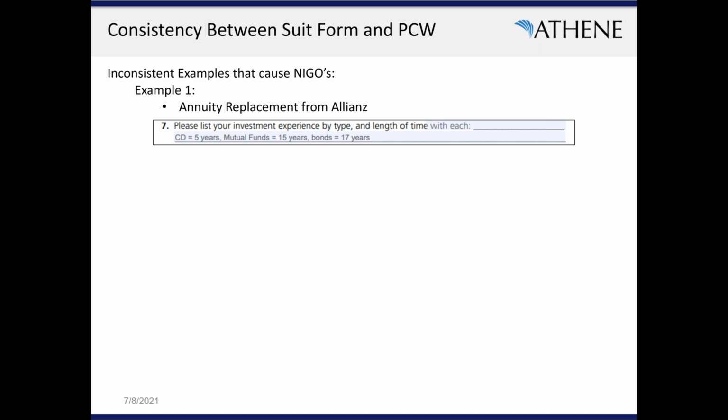So example 1, we're getting an annuity replacement from Allianz. Question 7 asks, please list your investment experience by type and length of time with each. You answer CD 5 years, mutual funds 15 years, bonds 17 years. The reason this is NIGO is that the money is coming from an annuity, and annuities are not listed in question 7. You have to list annuities since that is deemed an investment. So that would be NIGO. You would have to go back out to the customer.